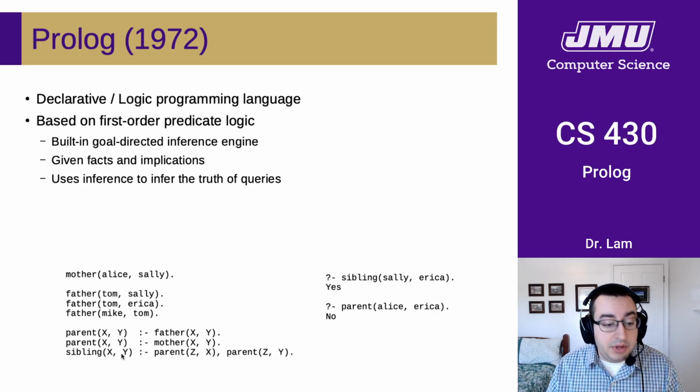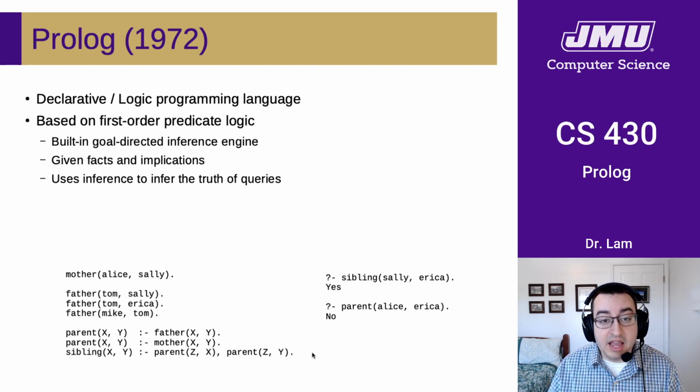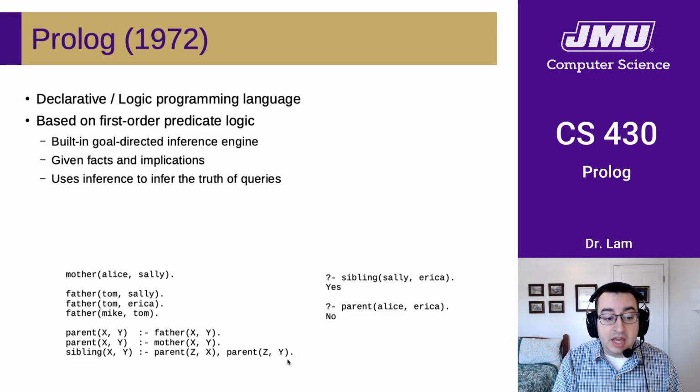So here's a slightly more complicated rule. So X is a sibling of Y if, and now you'll notice that we have two clauses here. So both of these clauses have to be true in order for us to be able to make this inference. And here we've also introduced a third variable here. So X is a sibling of Y if Z is a parent of X and Z is also a parent of Y. So in other words, this is basically saying that X and Y are siblings if there is some third element Z that is the parent of both X and Y.